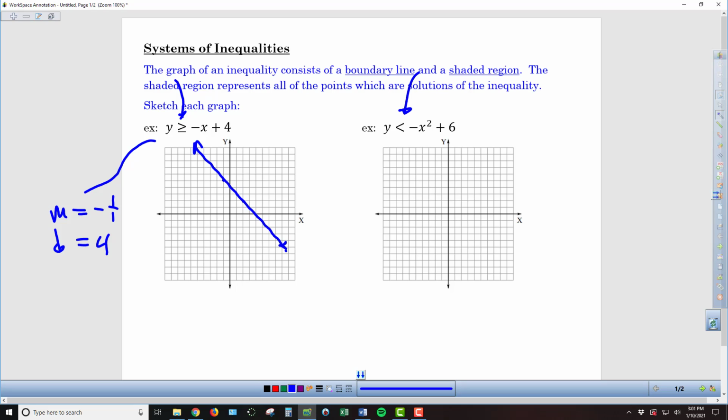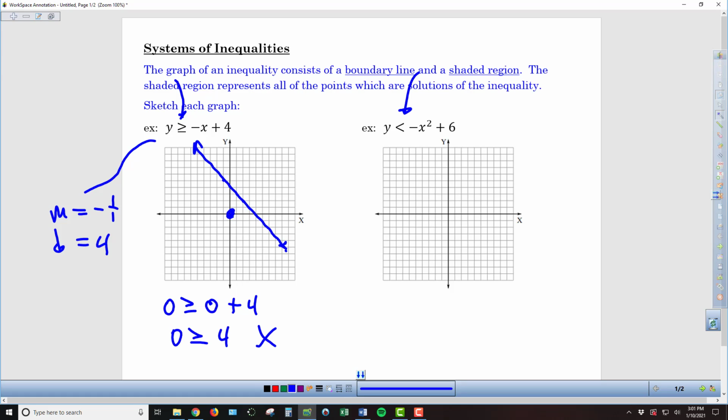So in this case, I have a solid line, but now I need to figure out what side of the line are the points that work in the inequality besides the points that are on the line itself. The easiest way to figure that out is to plug in a point and test it. The easiest point to plug in is the point 0, 0. So I'm going to plug 0, 0 into my inequality and check to see if it makes a true statement or not. So 0 in place of y is greater than or equal to negative 1 times 0 is 0 plus 4. So we end up with 0 is greater than or equal to 4. Clearly, that is a false statement.